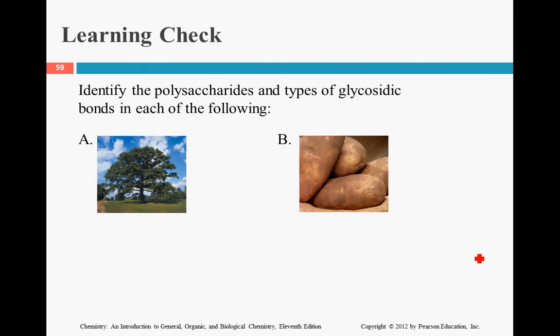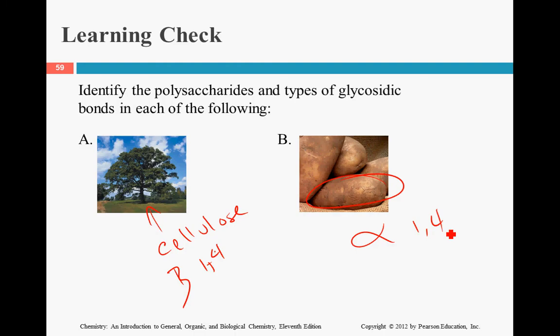So if we were to look at this and determine which types of bonds they were, this is the wood one. This is wood, so this would be cellulose. And we just said it was the beta 1,4-glycosidic. Whereas this one is potato starch, which will give us the alpha 1,4. Cellulose is the only one with beta. And that's the end.